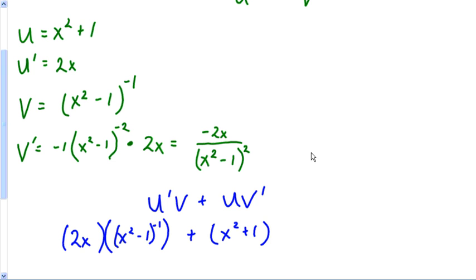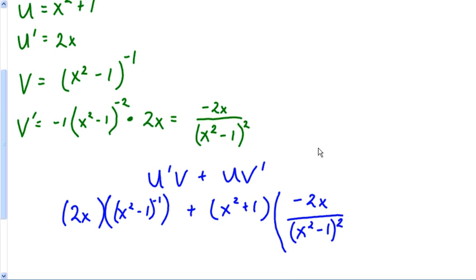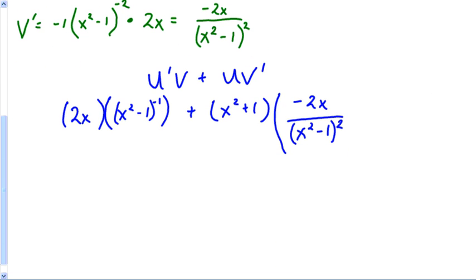Where am I? Now v prime. V prime is negative 2x over x squared minus 1. Oh, you turned out to be ugly, didn't you? So can we somehow try and simplify this thing away from what it is? Well, I'm sure we can.